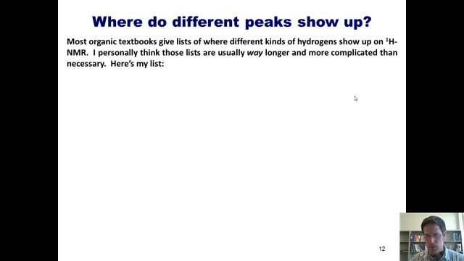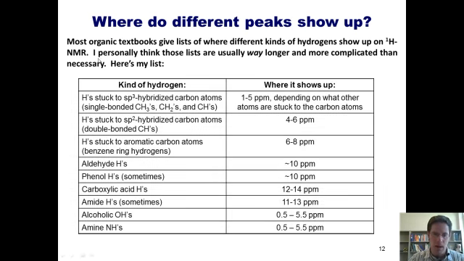Most organic textbooks give lists of where different kinds of hydrogens show up on proton NMR. I personally think those lists are usually way longer and more complicated than I would prefer. Here's my list. Hydrogens that are stuck to sp3 hybridized carbon atoms, single bonded CH3s, CH2s, and CHs, generally show up about 1 to 5 ppm, which are the units we see in proton NMR, depending on what other atoms are stuck to or near the carbon atoms. There are exceptions to this, but I'm trying to teach you the general rules.